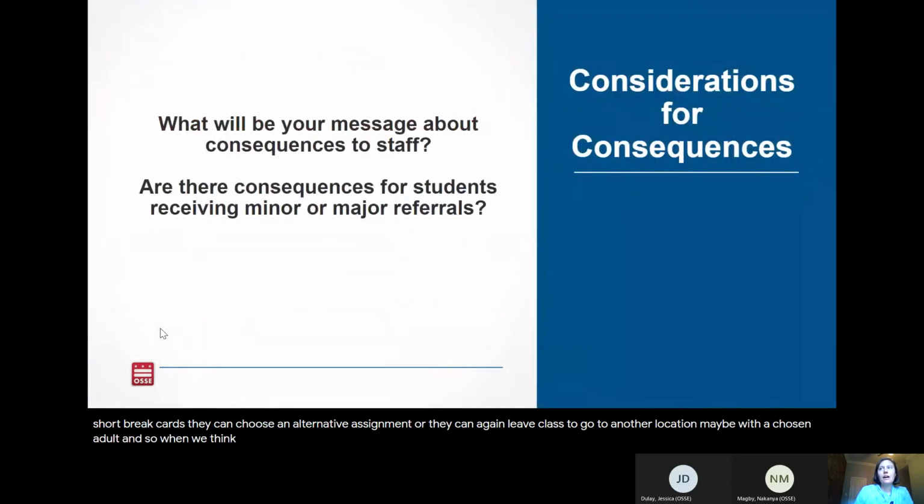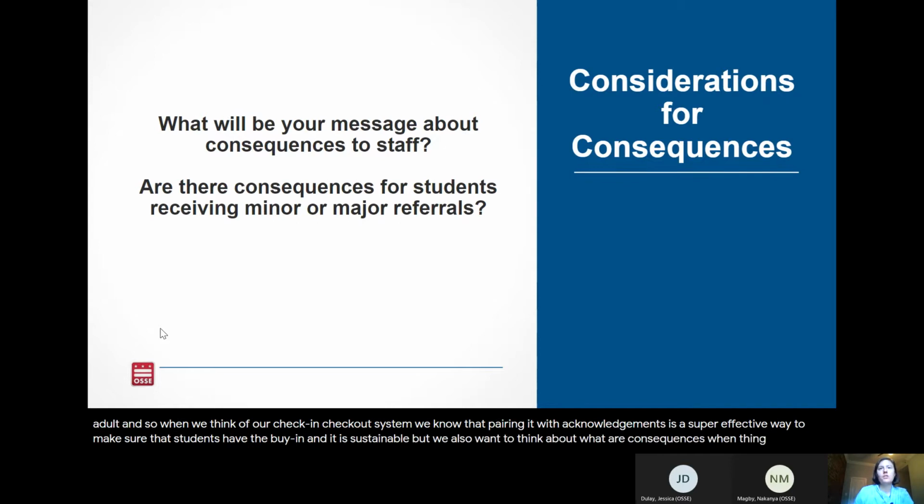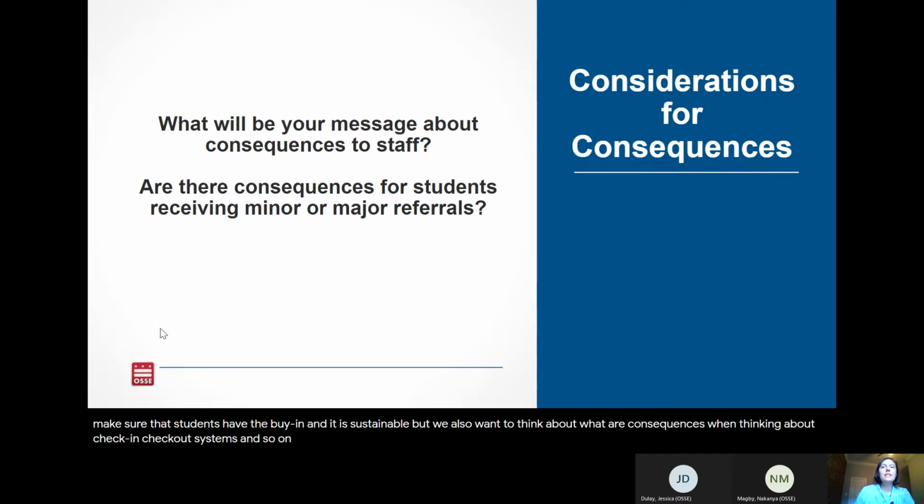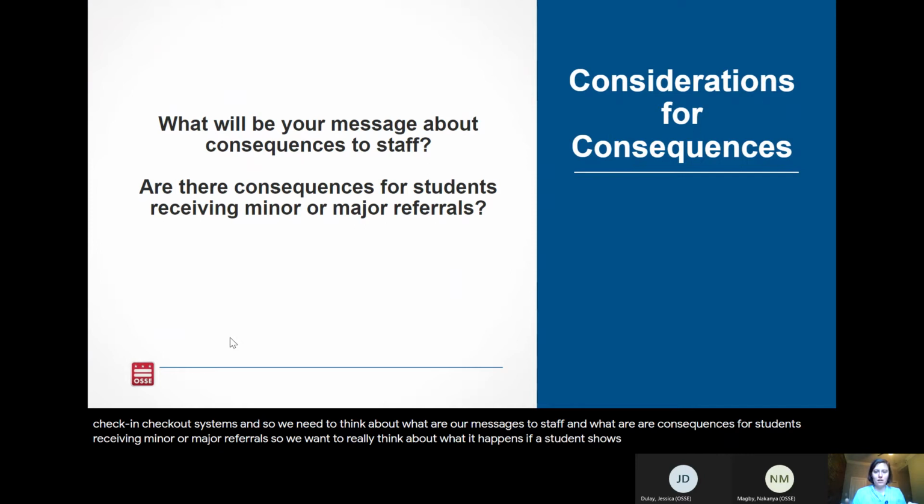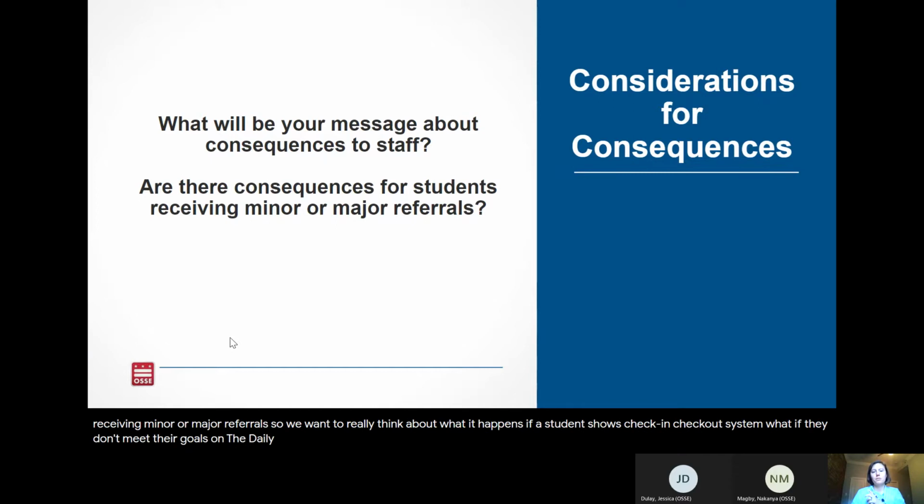When we think of our check-in, check-out system, we know that pairing it with acknowledgements is a super effective way to make sure that students have the buy-in and it is sustainable. But we also want to think about what our consequences are when thinking about check-in, check-out systems. We need to think about what our messages to staff are and what our consequences are for students receiving minor or major referrals. So we want to really think about what happens if a student shows a behavior outside of the card, right? Outside of the check-in, check-out system. What if they don't meet their goals on the daily progress report?